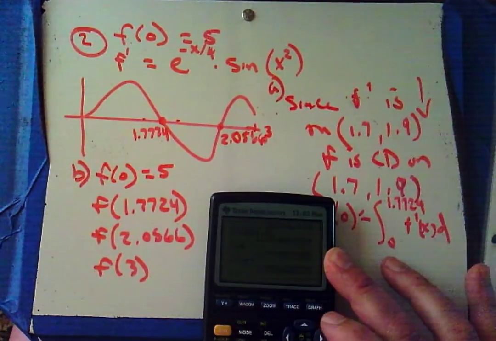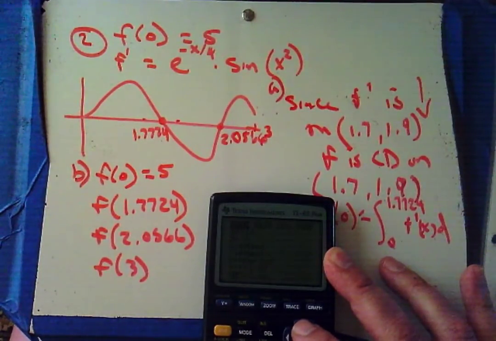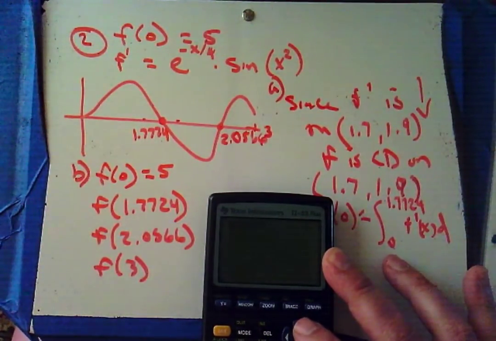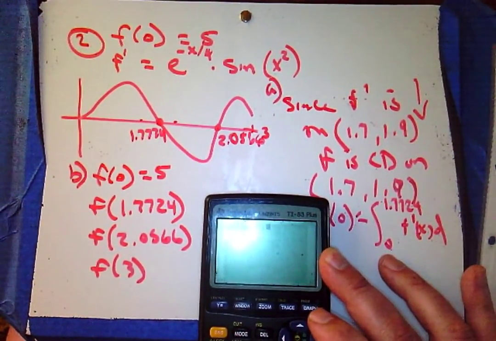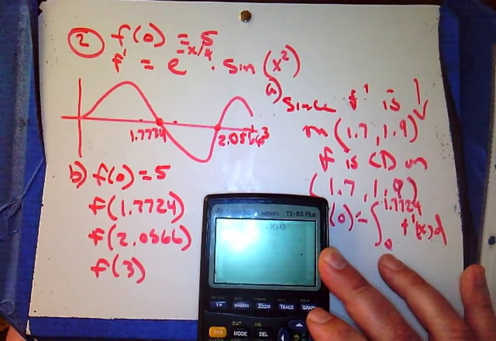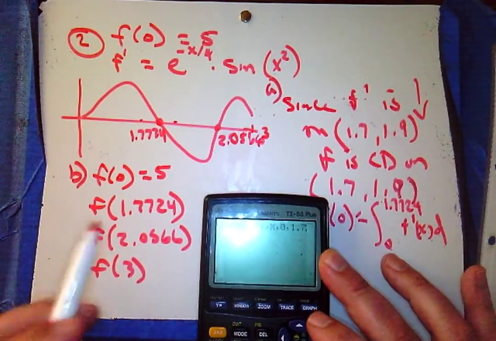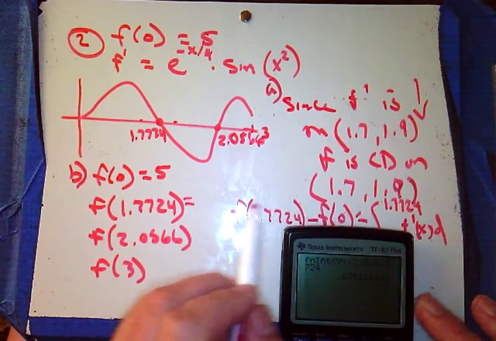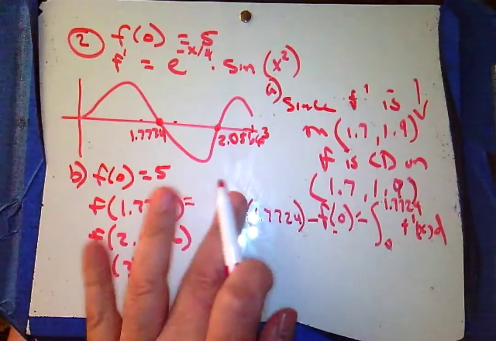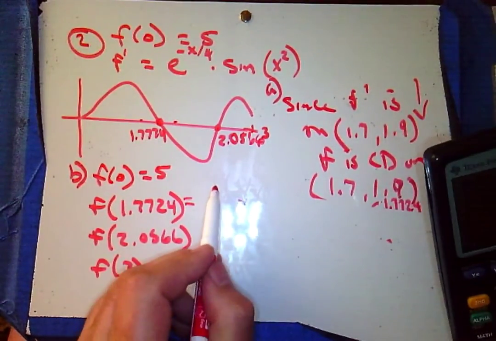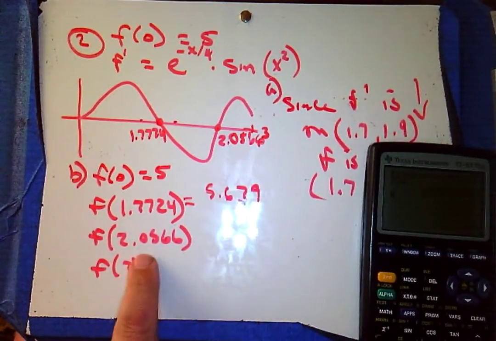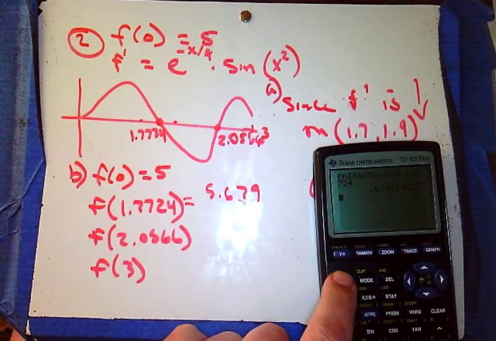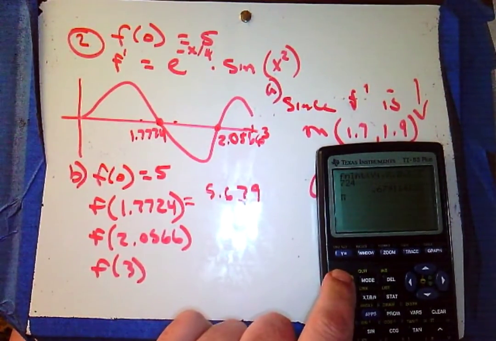Okay, so there's our function, and I want to integrate that function, y1 in terms of x, from 0 to 1.7724. Okay, and then I'm going to add 5 to that, because I have to add the initial amount. And so I'm going to end up with 5.679.